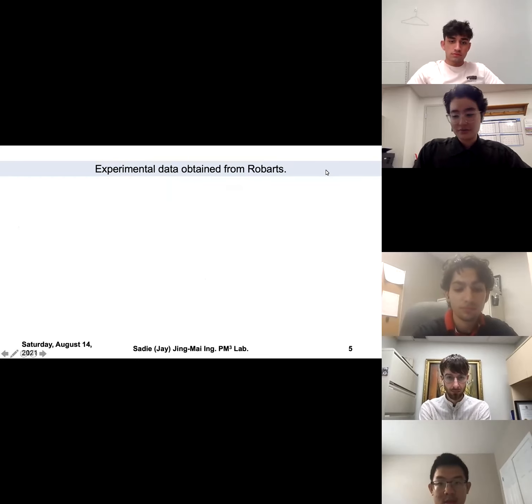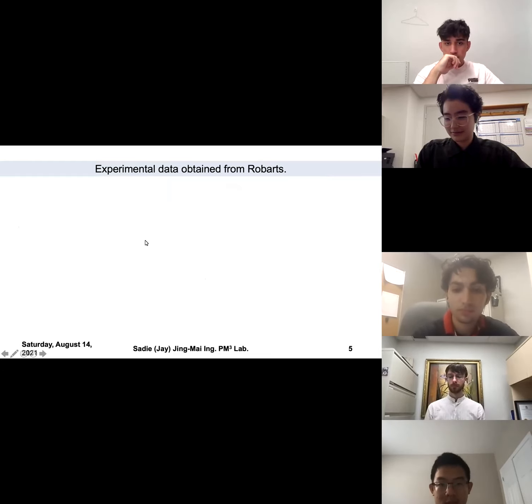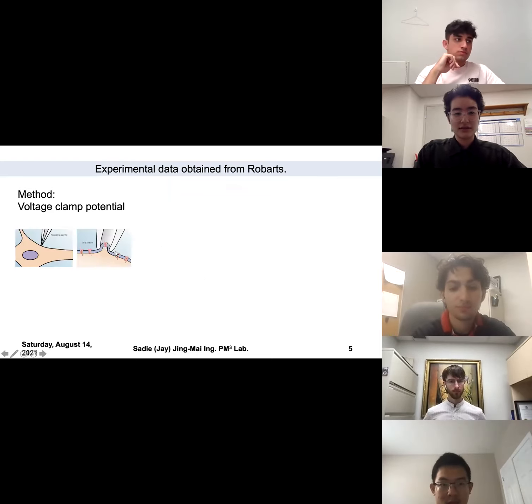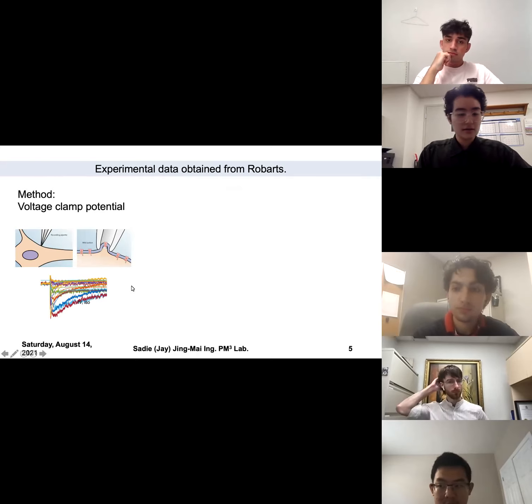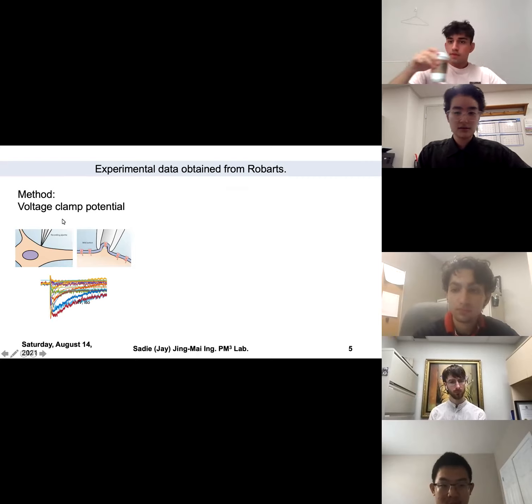I will talk more about those parameters later, but first I will tell you about the experimental data we obtained from Roberts. The data was collected from rat neurons using a voltage clamp potential. With this method, a pipette was used to control the transmembrane voltage while measuring the current flow through the L-type calcium channel. The data gave us an initial graph that looked like this.